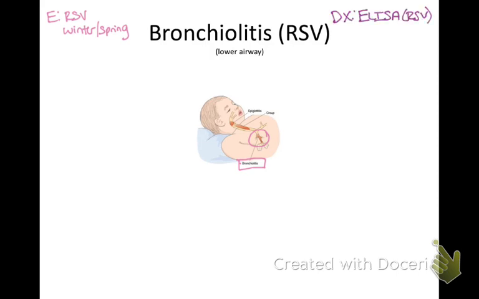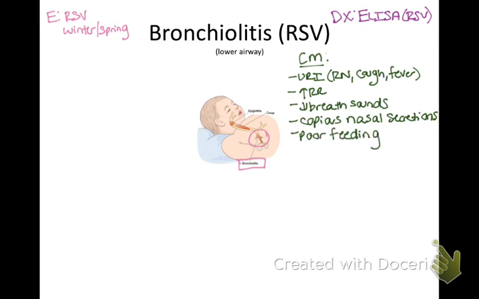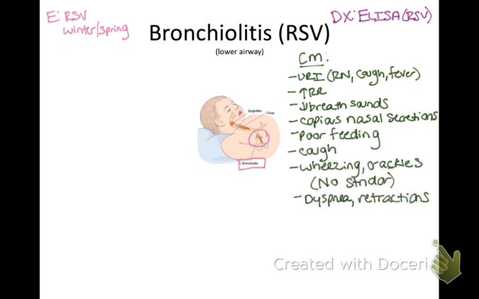All right, we diagnose it by the ELISA for RSV. It is a test that we can do outpatient very quickly. Urgent care centers, ERs, they can test for it. And clinical manifestations, again, it's pretty much very vague, right?